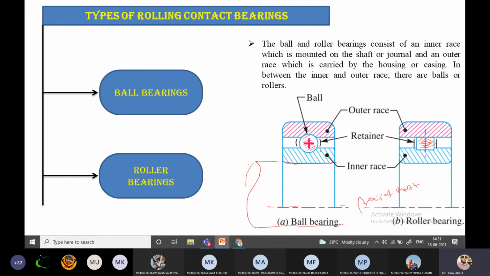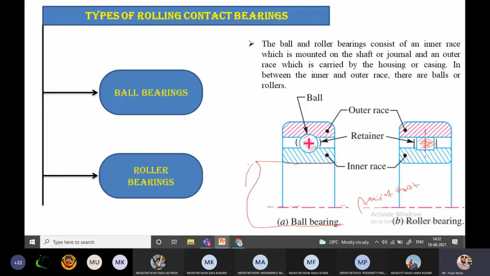Okay, so the inner ring is going to be mounted on a shaft and the outer ring is going to act as a casing. In between these two, the balls or rollers are going to be inserted here. The number of balls means, as per the requirement, we are going to insert the number of balls or rollers.